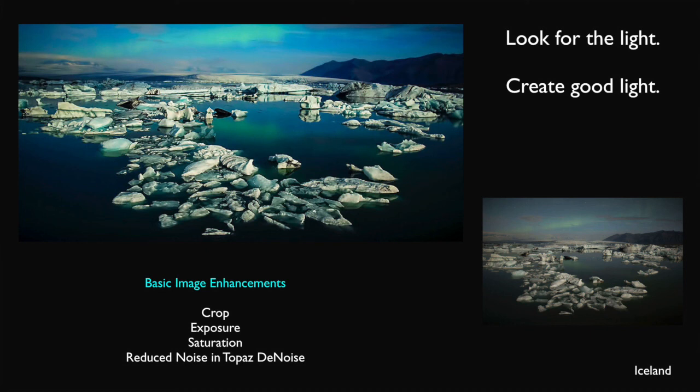If we don't have good light, we can create good light to a degree in Photoshop and Lightroom using some basic image enhancements. For the picture you see on the left, which I created from the picture on the right, I cropped my image. And then I increased the exposure and boosted the saturation. As a final step, I reduced the noise in the photograph with Topaz Denoise, the plugin that I recommend for reducing noise in an image. The idea here, again as we have talked about, always envision the end result.